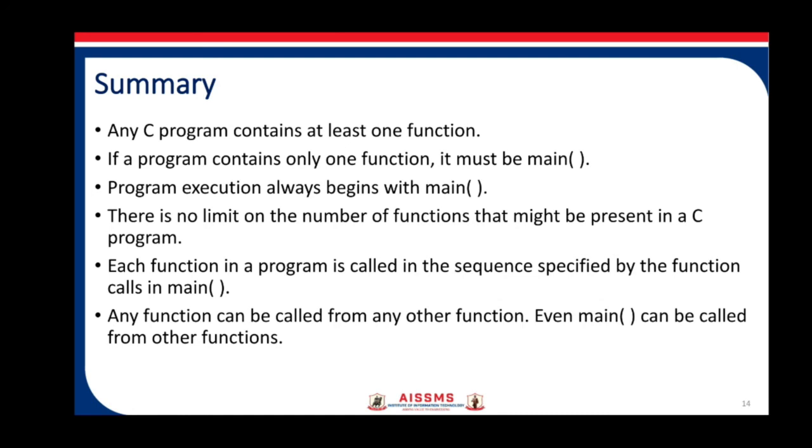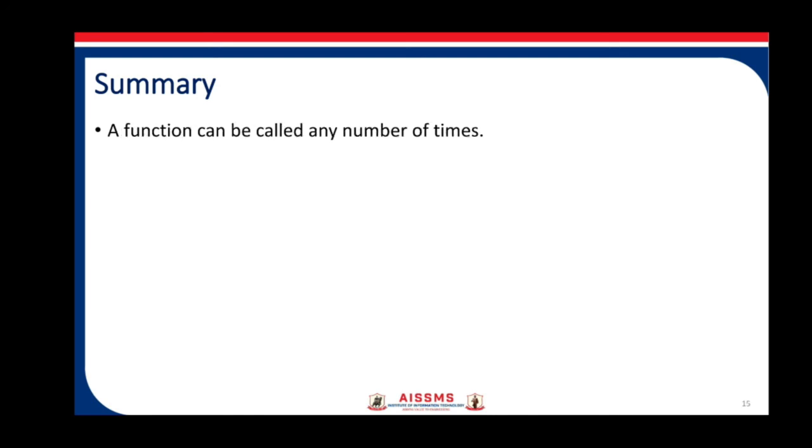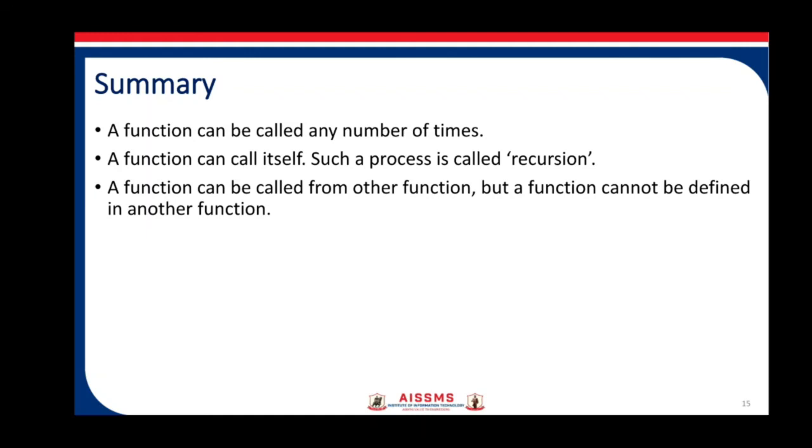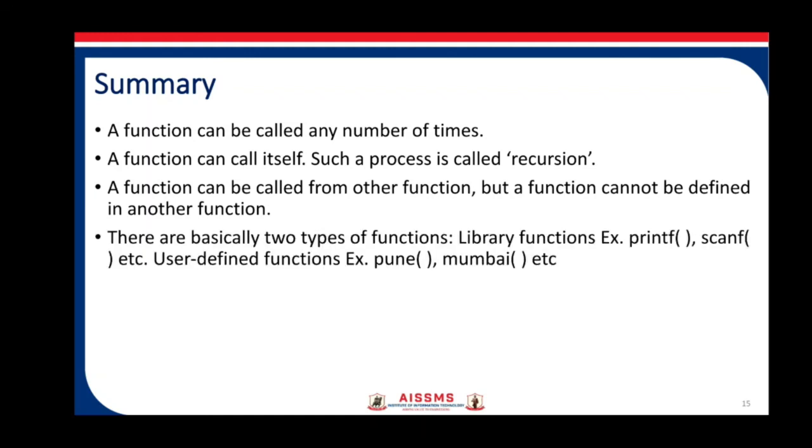Any function can be called from any other function. Even main can be called from other functions. A function can be called any number of times; there is no limit on how many times a function can be called. A function can call itself, and this process is called recursion. A function can be called from another function, but a function cannot be defined in another function.